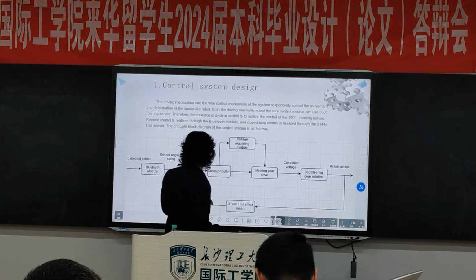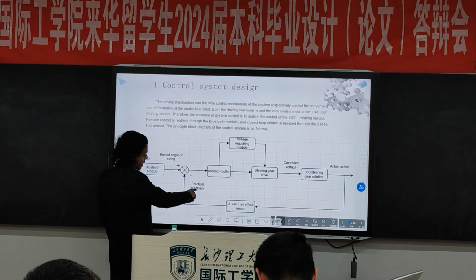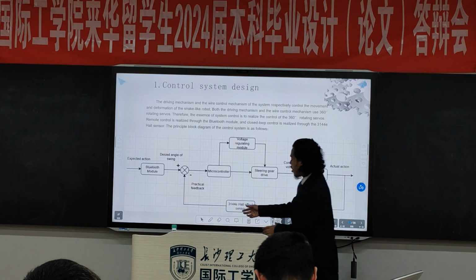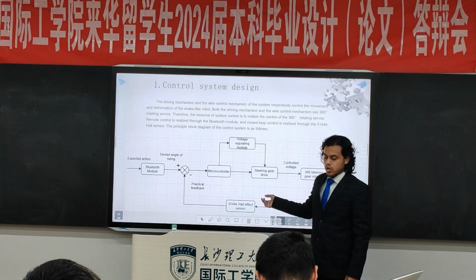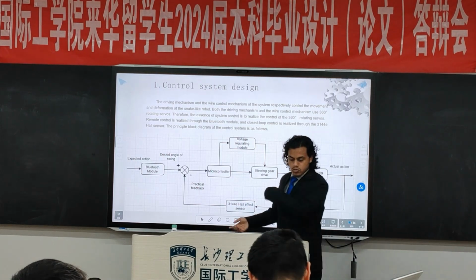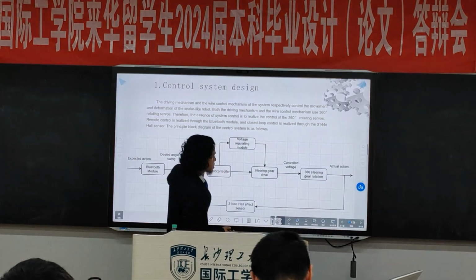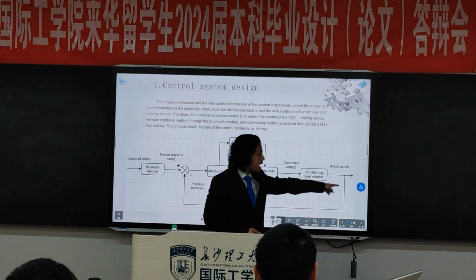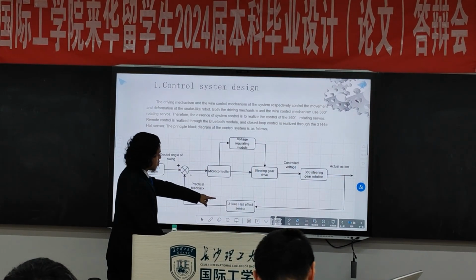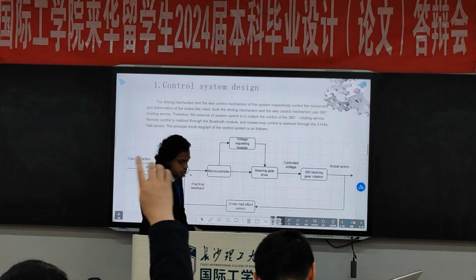I can show you, this is the feedback. This is the practical feedback given by the Hall effect sensor. Without the Hall effect sensor, we cannot make it a closed circuit control system. This is a closed loop control system. You can see that the actual action is happening here, and the feedback sensor is giving the feedback to the controller.